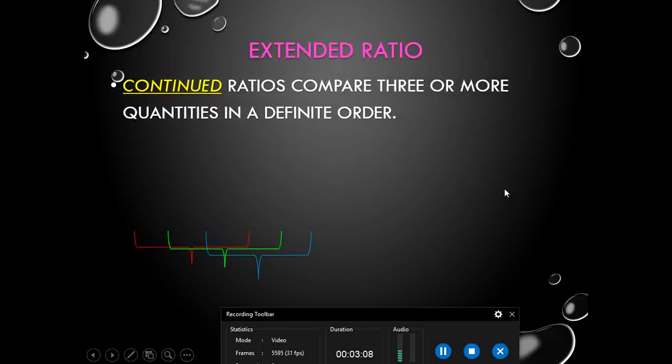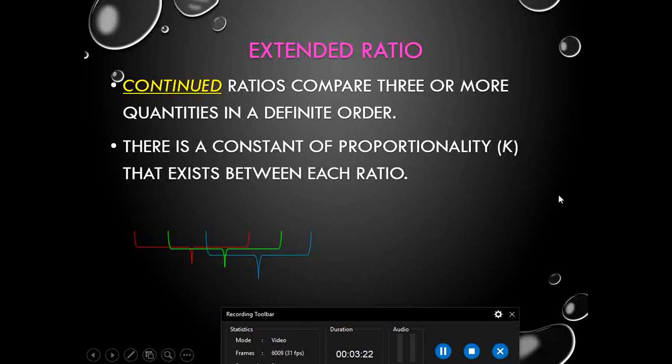On the last slide, we were comparing two numbers, but it is possible to compare more than that. What we will write is called a continued ratio, and it is a comparison of 3 or more quantities. Whenever you have a continued ratio, there should always be a constant of proportionality that exists between all the ratios. We use the variable k to represent that constant, but basically it's a scale factor. It tells me that there's a certain ratio that all values should maintain.